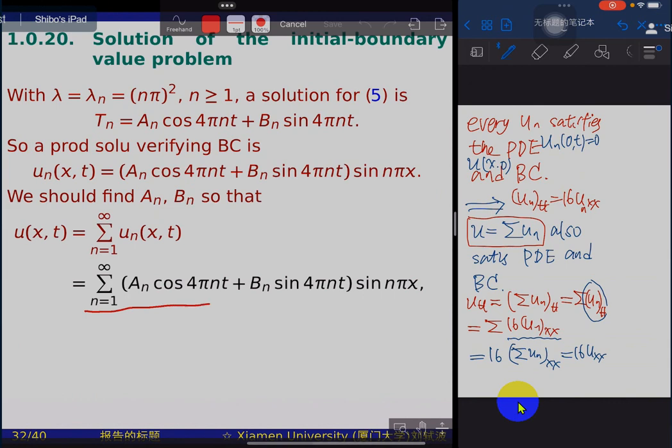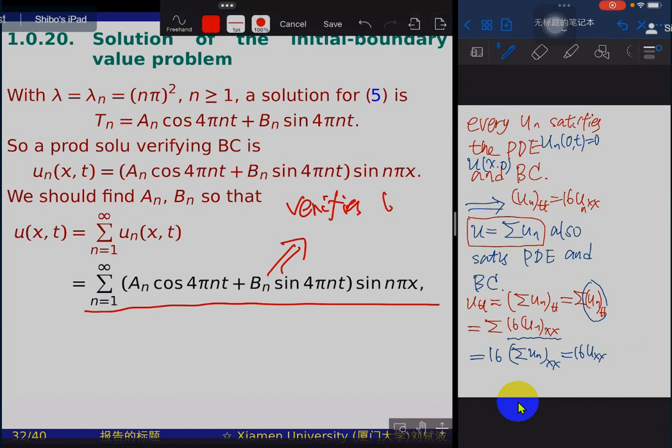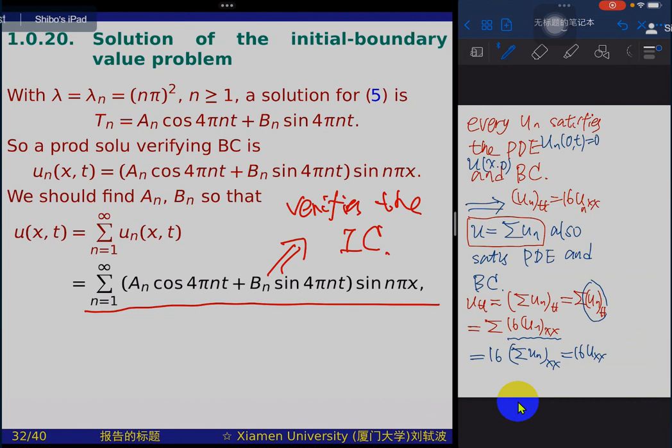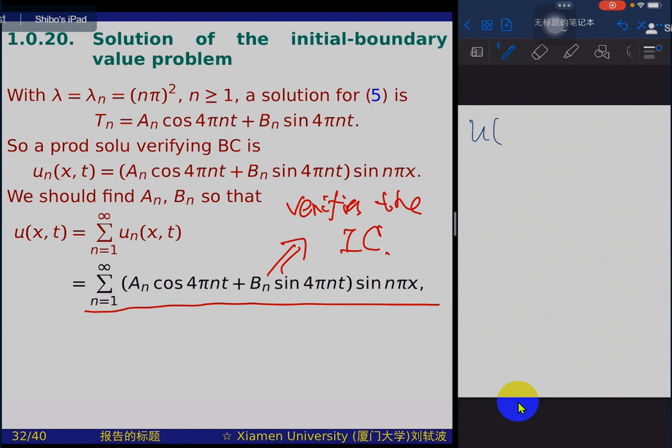We want this function to verify the initial condition. This is what we want. But our initial condition involves u when t equals 0, and also the derivative of u with respect to t when t equals 0. This is the initial position, and this is the initial velocity. Okay? Therefore, we need to compute the derivative of u with respect to t.